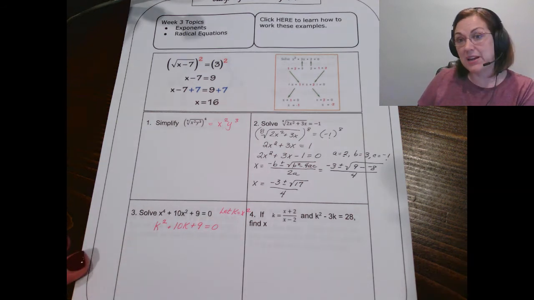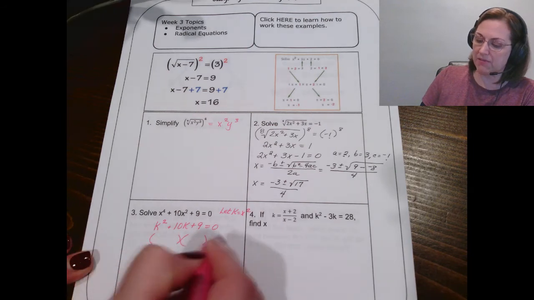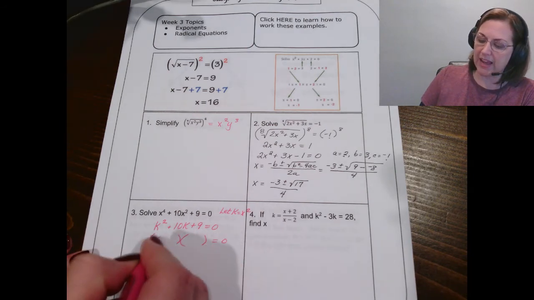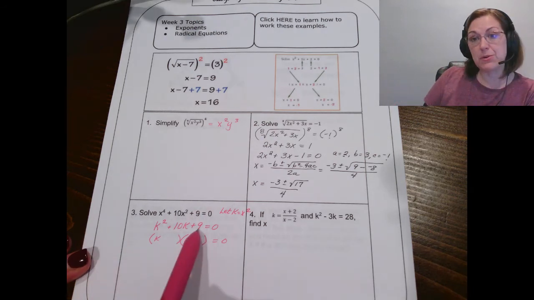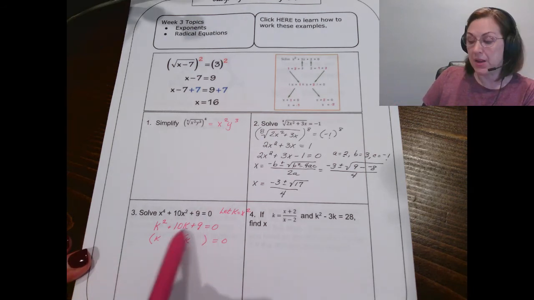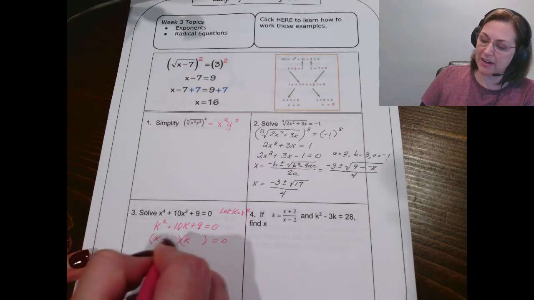Now it becomes something that we have factored before. So we're going to write this in two parentheses by factoring. I've got a k, and I ask myself what two numbers multiply to give me 9, but add to give me 10. What two numbers multiply to give me 9, but add to give me 10. That has to be 9 and 1.